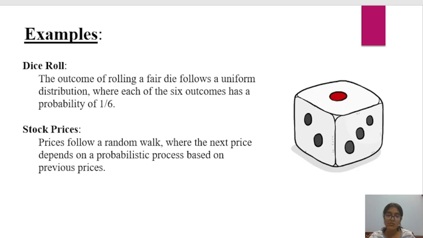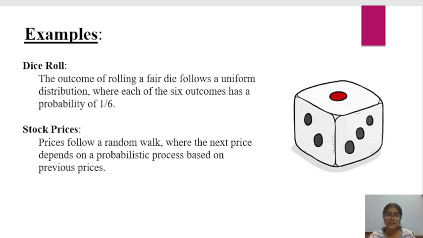First, consider the roll of a die. If you roll a fair, six-sided die, the outcome is completely random, but we know that each number has a probability of 1/6.